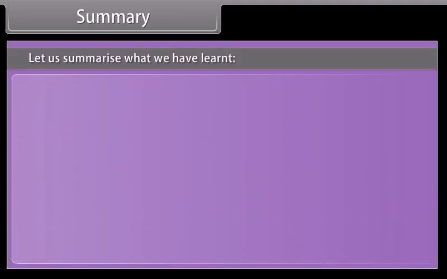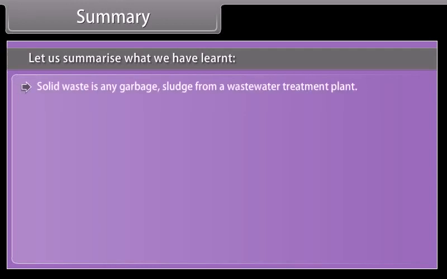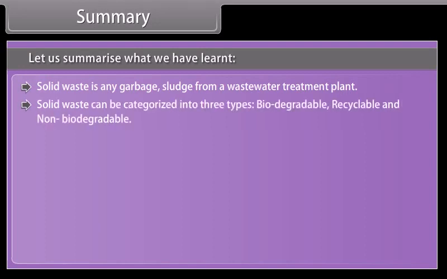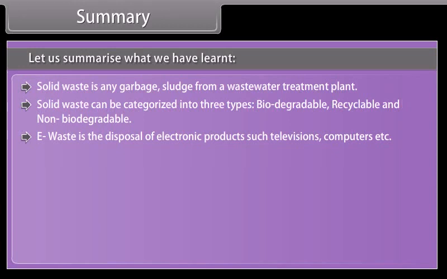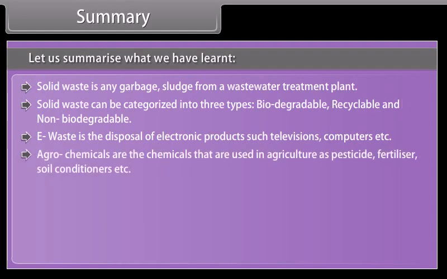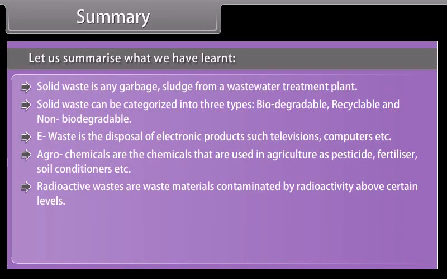Summary. Let us summarize what we have learned. Solid waste is any garbage, or sludge from a waste water treatment plant. Solid waste can be categorized into 3 types: biodegradable, recyclable, and non-biodegradable. E-waste is the disposal of electronic products such as televisions, computers, etc. Agro-chemicals are the chemicals that are used in agriculture as pesticides, fertilizers, soil conditioners, etc. Radioactive wastes are waste materials contaminated by radioactivity above certain levels.